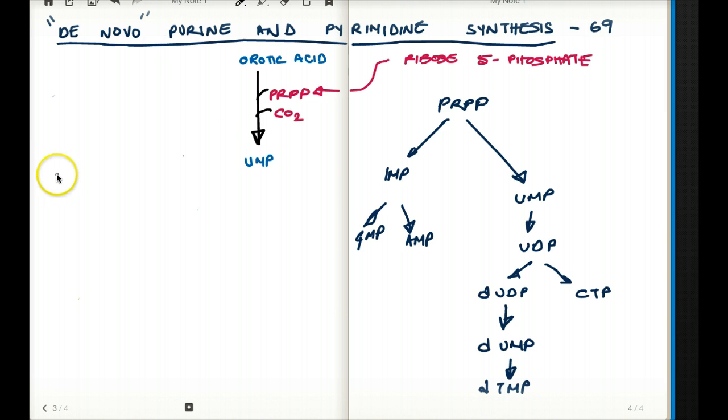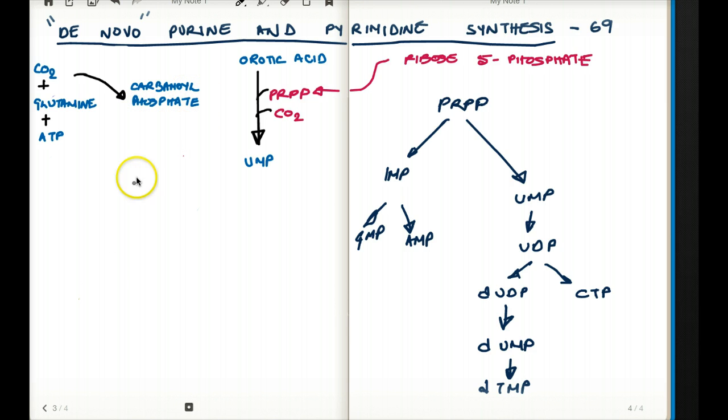So, and how are we getting carbamyl phosphate? So let's start from the beginning. What we have here is, at the very beginning, because we're talking about de novo, we have carbon dioxide, glutamine, and ATP. All these combine to make carbamyl phosphate. And this reaction is stimulated by an enzyme called CPS2, or carbamyl phosphate synthetase 2.